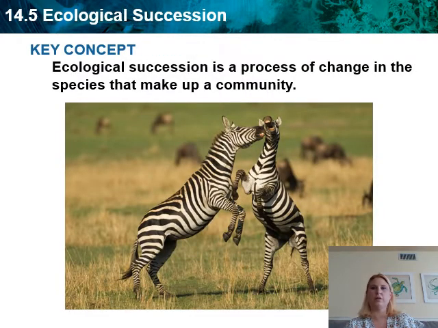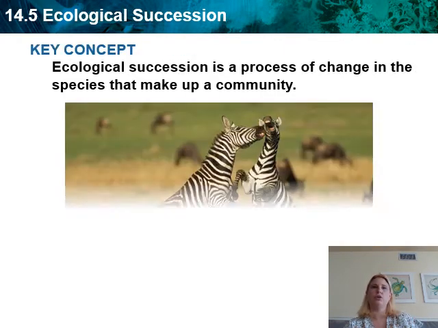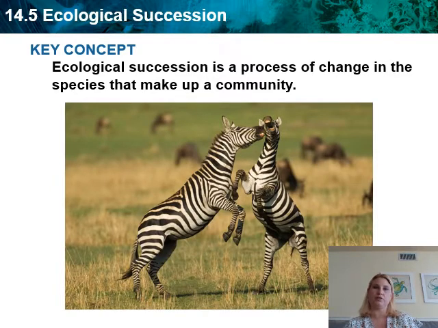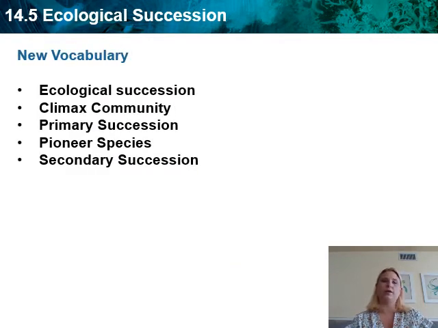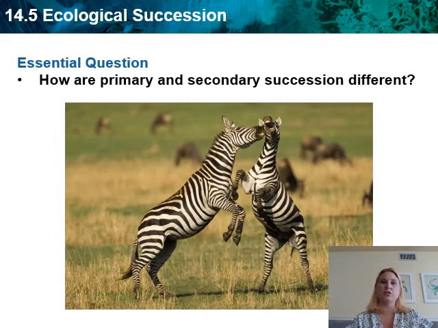Okay, so here we are in our next set of notes. We are in 14.5, ecological succession. Our key concept: ecological succession is a process of change in the species that make up a community. New vocabulary: ecological succession, climax community, primary succession, pioneer species, and secondary succession. Our essential question: how are primary and secondary succession different?